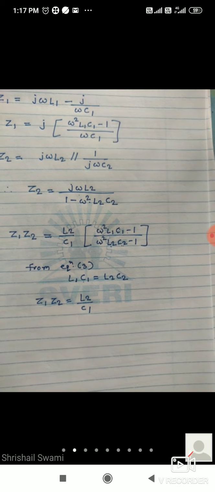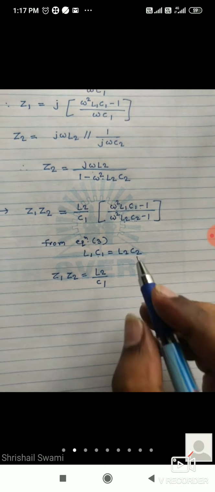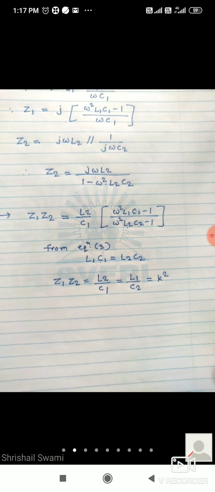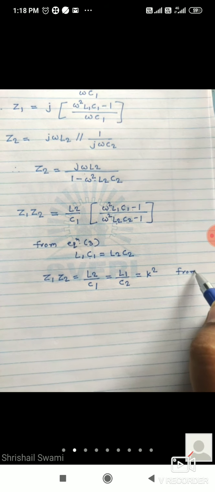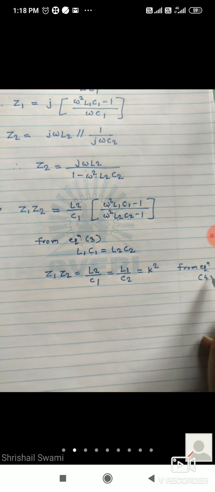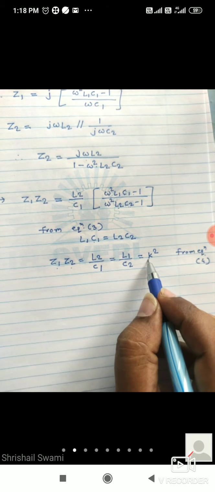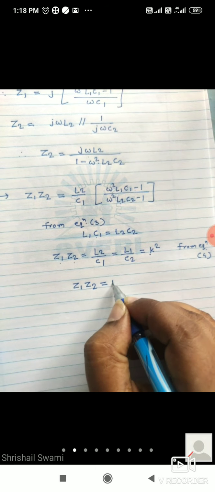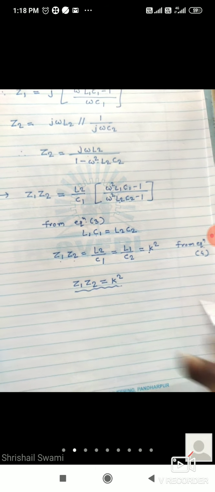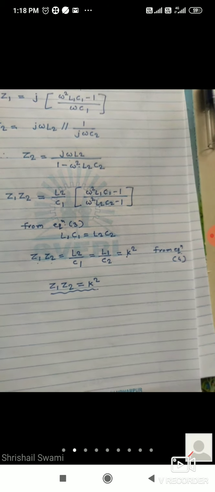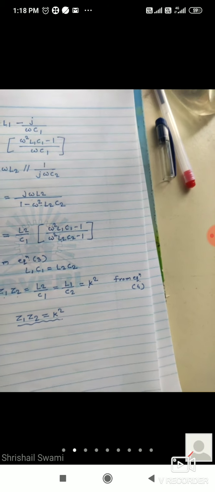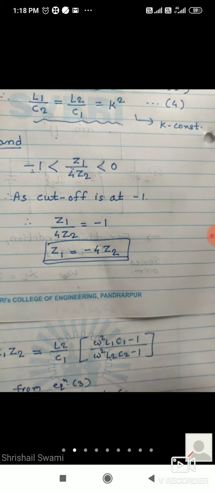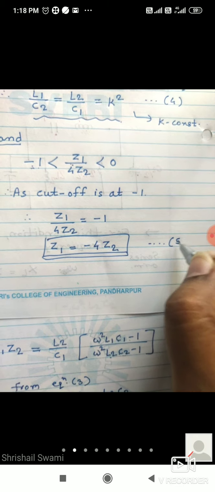So L2 upon C1 is equal to L1 by C2, that is equal to K square. This is from equation number 4. So Z1 into Z2 is nothing but K square. That is the conclusion. Okay, this is the product of Z1 and Z2. So we can again switch to the point Z1 is equal to minus K square upon Z2. So this we can call equation number 5.